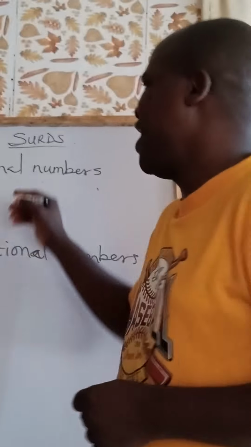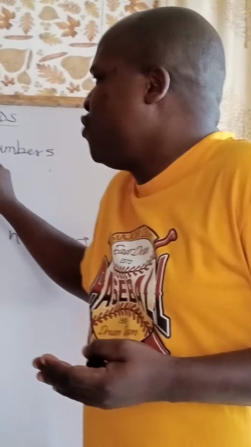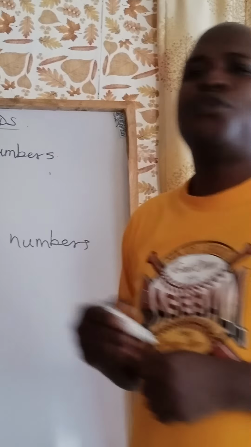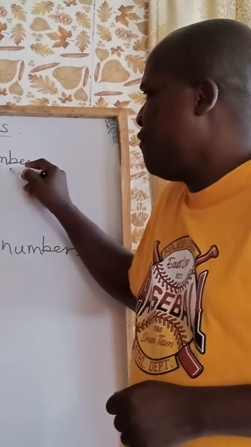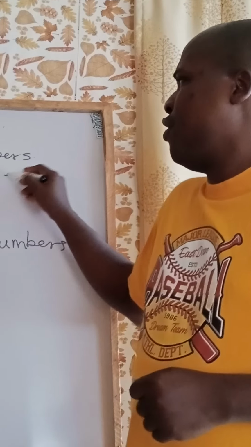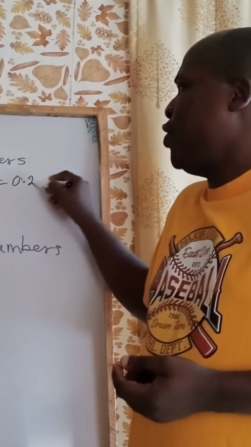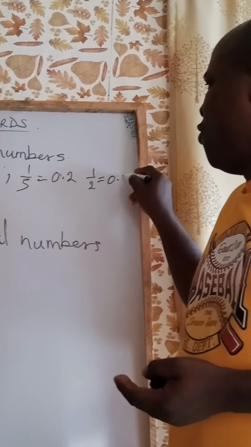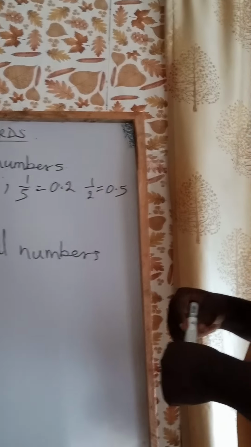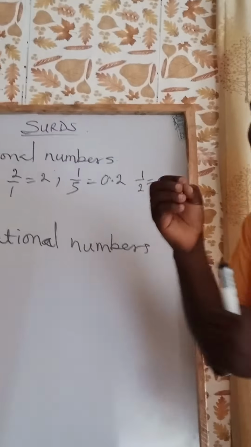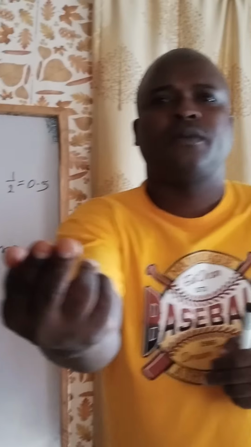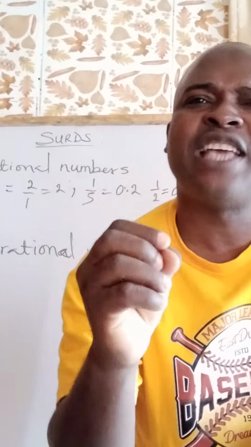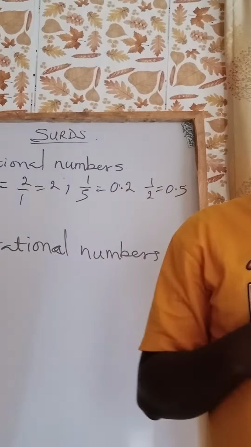For instance, I may have 2. 2 can be expressed as 2 all over 1, which is also equal to 2. I may also have 1 all over 5. 1 divided by 5 will give us 0.2. I may have 1 all over 2. That will give us 0.5. If you look at all these examples, you will notice that they have a specific value, which can also be expressed as a fraction.